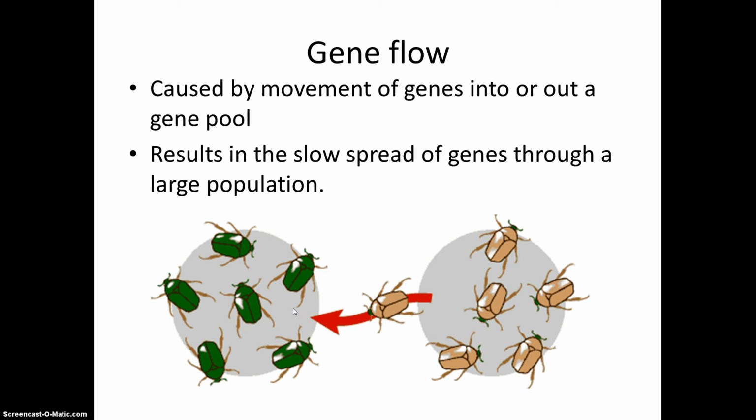They can still interbreed, and over a few generations, because this individual has moved, he is going to spread this gene throughout the population. So my new population of beetles will have a mixture of green and beige.